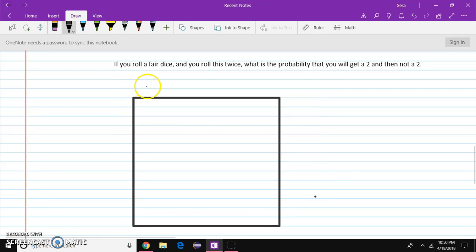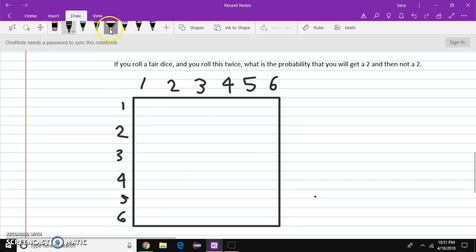Now, how many spots are there on a dice? There's 6, right? So 1, 2, 3. That 3 was really bad. For a 3, that was really bad. 3, 4, 5, and a 6. And I do 1, 2, 3, 4, 5, and 6. Oh, I hate that 6 so much.